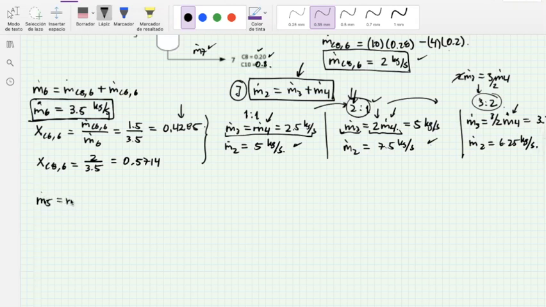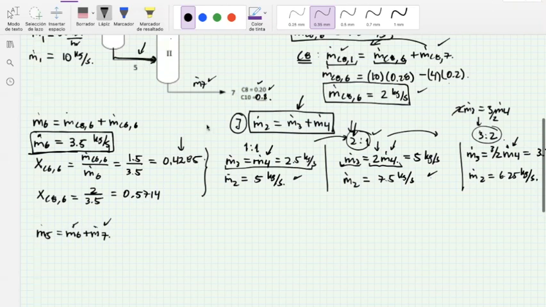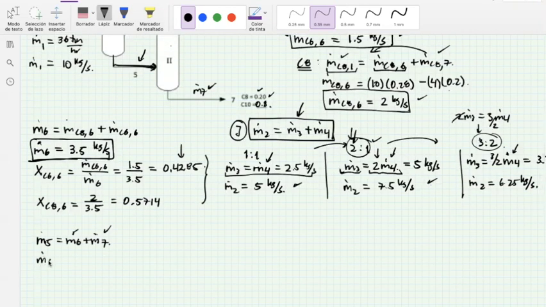M5 equals M6 plus M7. Let me see what I have. I already have M6, and I already had M7 from another time, from this place. Therefore, M5 was already known. So this is going to be 3.5 plus my M7, which was, where are you, M7? I can go up and say 4. Therefore, M5 is 7.5 kilograms per second. Okay, this one is fixed. This one doesn't depend on the ratio of recycling. So this one is 7.5 kilograms per second.